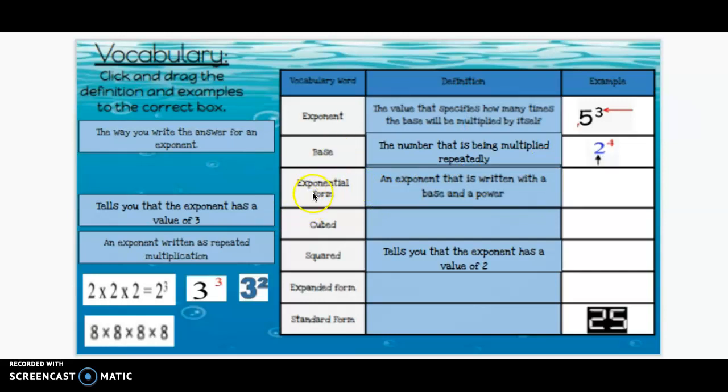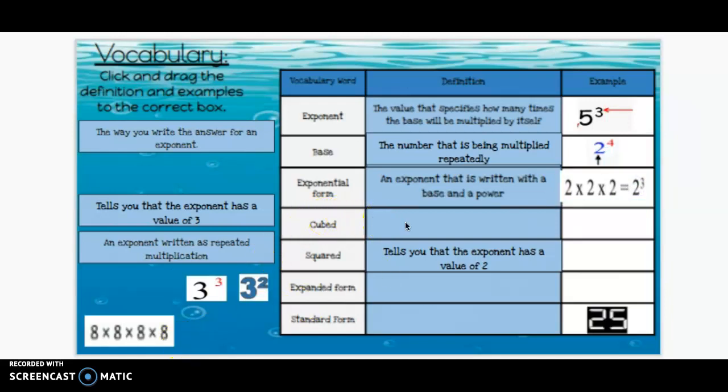Your next word in your chart is exponential form. Exponential form is an exponent that is written with a base and a power. Look at our examples here. We are looking for one that has the base and the power. If they were to write 2 times 2 times 2, that is the expanded form, and if you were to put it in exponential form, that would be 2 to the third power. So we're going to drag that to our box and put it as our example.